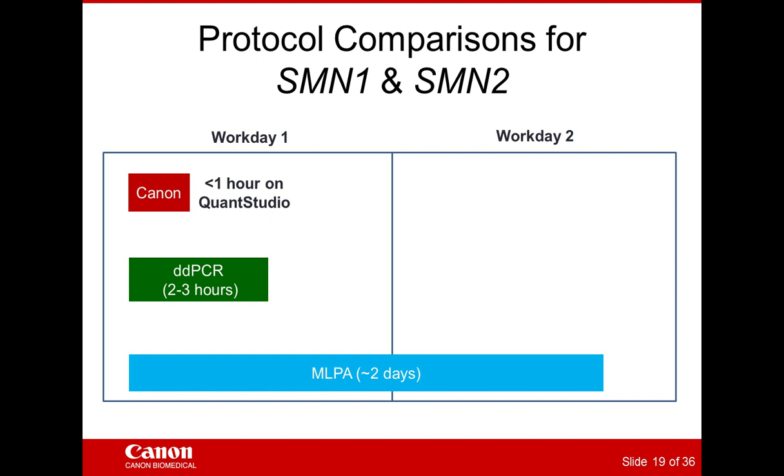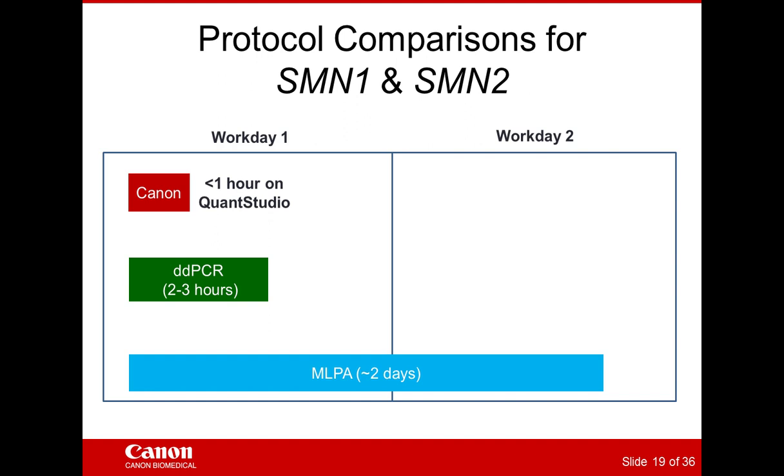From a workflow perspective, the Novallele method, depending on your instrument of choice, can be done in around an hour. The QuantStudio specifically returns results in under an hour. So that would be the PCR protocol plus the melt protocol done in under an hour. So it's very fast. The other methods I mentioned here, droplet digital PCR and MLPA, definitely both have advantages as well.